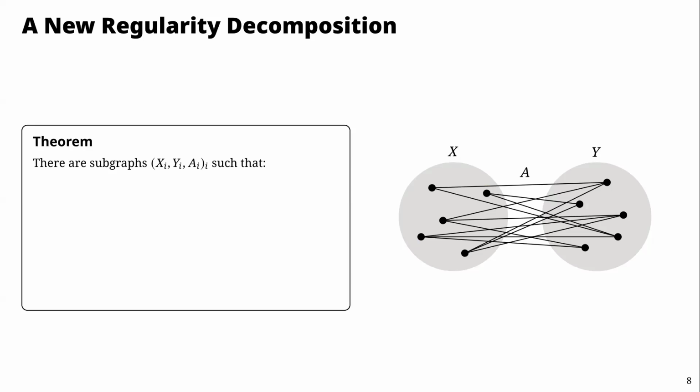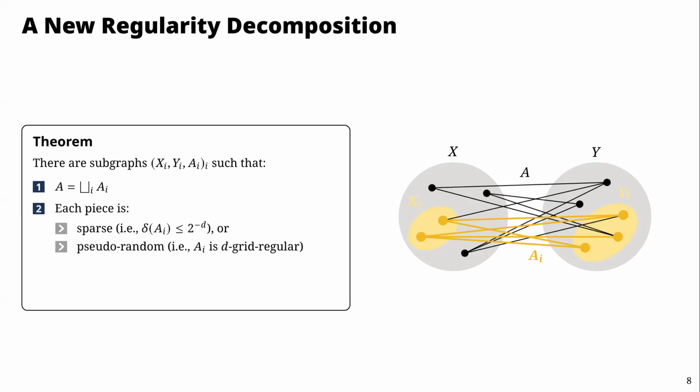So the theorem says that, as I said before, you can decompose this graph into pieces of the form X_i, Y_i, A_i. These are a subset of nodes and a subset of the edges between X_i and Y_i, respectively. Now we want the following four properties. We want that the edges are perfectly partitioned across all pieces, like every edge appears exactly once.